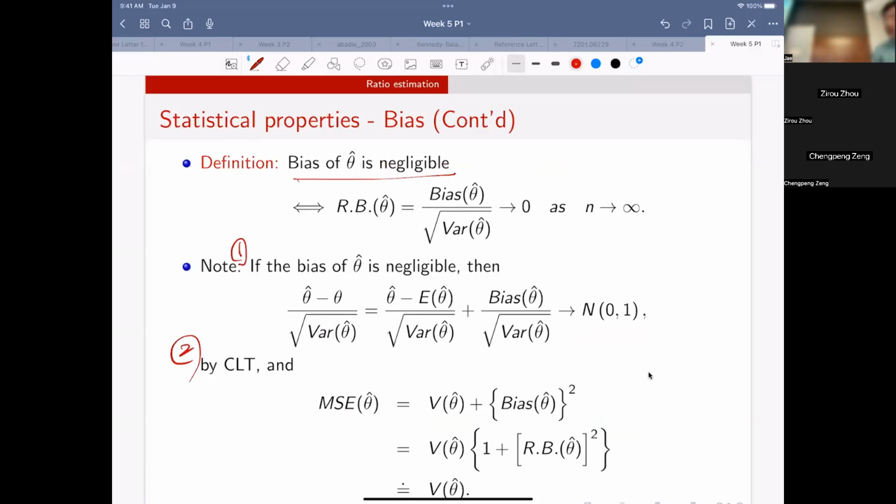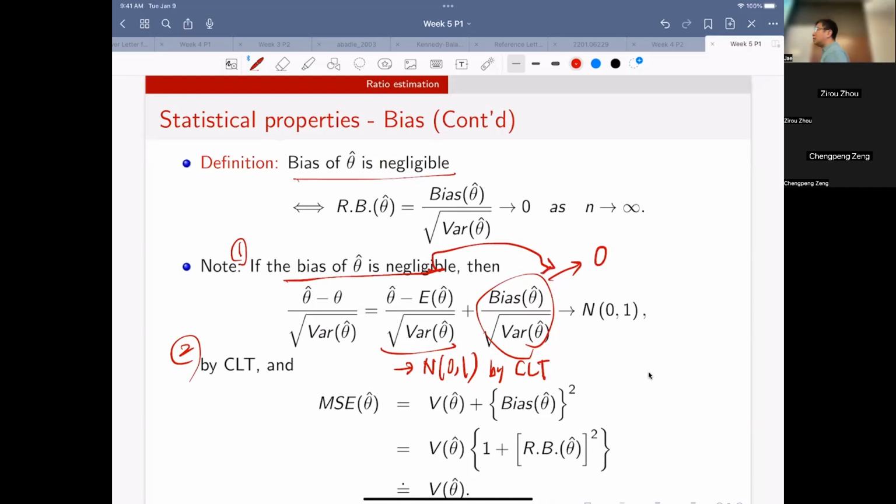The first good news is that if you consider the central limit theorem, we can decompose this two ways, right? The first part goes to normal 0, 1 by CLT. The second part goes to 0 if the bias is negligible. And then by Slutsky we get the result.